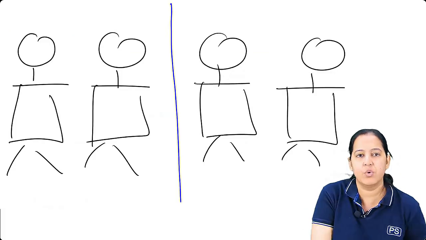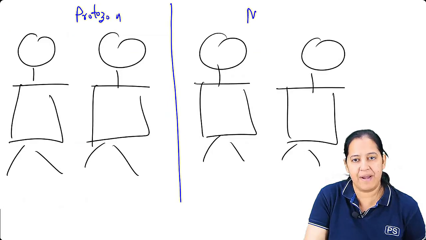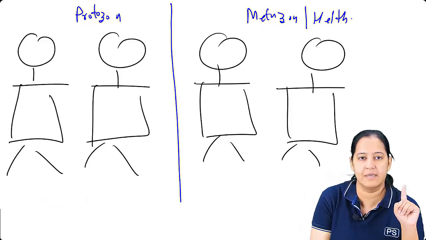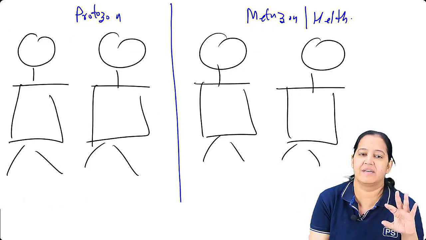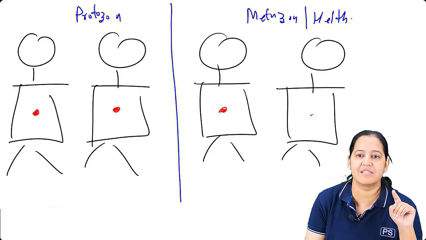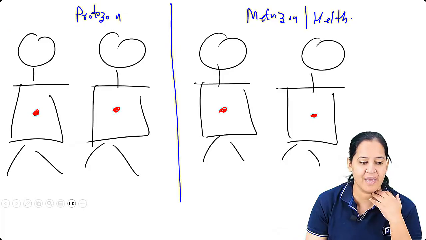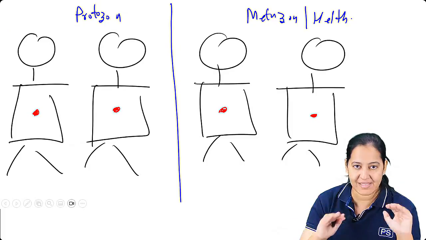Okay. So this is for protozoa, the definitions. And this is for metazoa or helminth, the definitions. See, I will draw. If you wish, you can also draw. Listen. Inside the host, the parasite is there. So this is the parasite. The parasite is inside the host. Please understand, the parasite is inside the host.